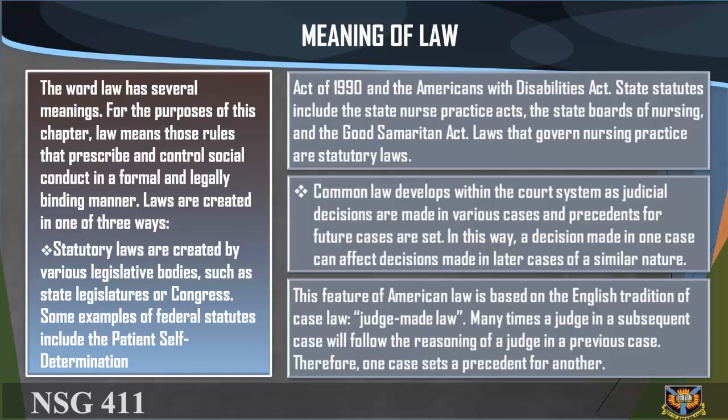B. Common law develops within the court system as judicial decisions are made in various cases and precedents for future cases are set. In this way, a decision made in one case can affect decisions made in later cases of a similar nature. This feature of American law is based on the English tradition of case law, judge-made law. Many times, a judge in a subsequent case will follow the reasoning of a judge in a previous case. Therefore, one case sets a precedent for another.